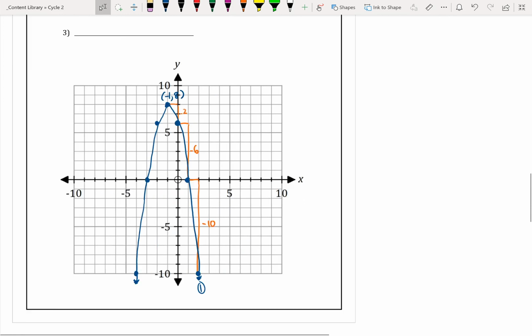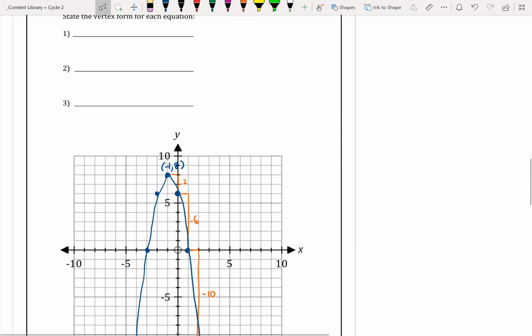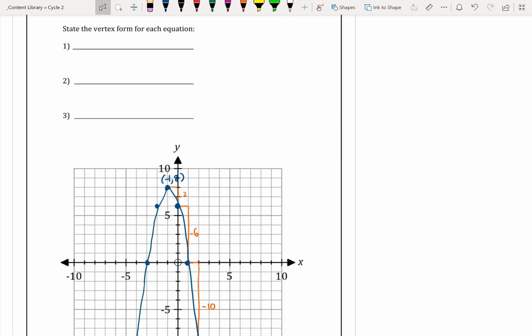So now what I want to do is go back and state the vertex form for each equation. I have enough information now to be able to state the vertex form. If we remember, the vertex form is y equals a, x minus h squared plus k. So when I'm going through to write my vertex form, I can start off y equals, the a value stays the exact same. The a value in this equation, when we saw it in factored form, was still -2, so that stays the same.